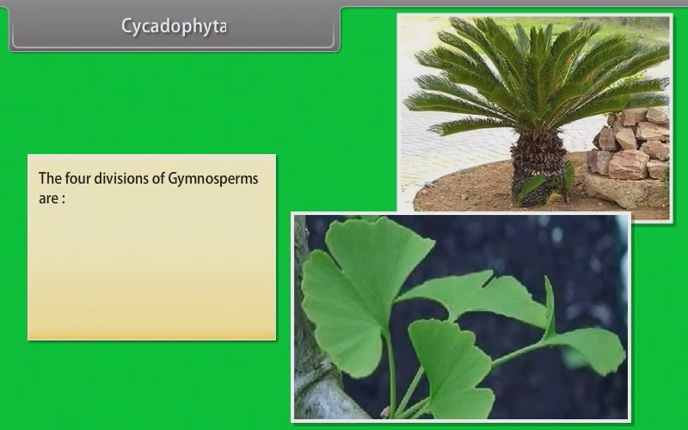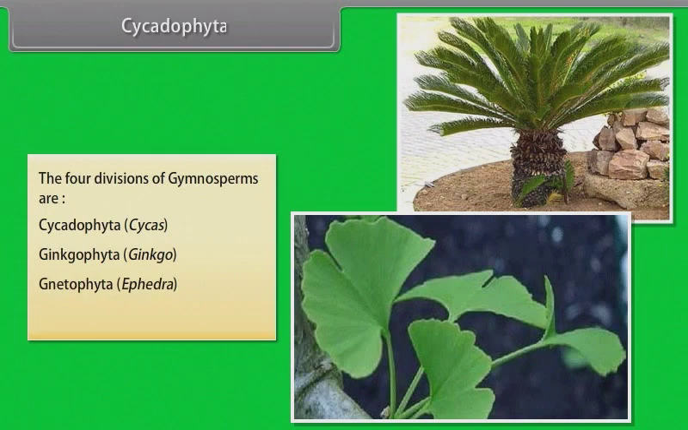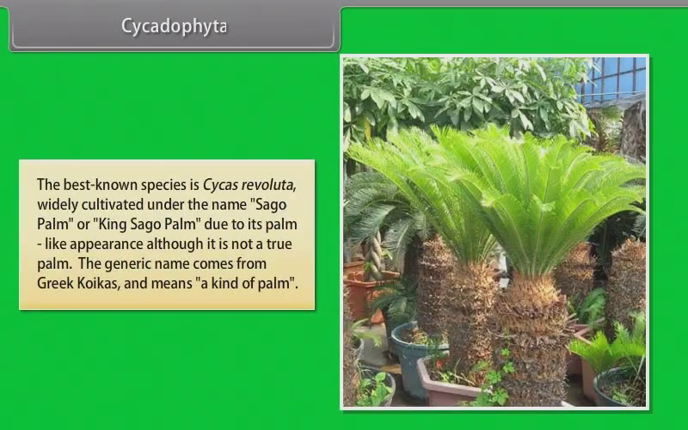Cycadophyta. The four divisions of gymnosperms are Cycadophyta, Cycas; Ginkgophyta, Ginkgo; Gnetophyta, Ephedra; Coniferophyta, Pinus. The best known species is Cycas revoluta, widely cultivated under the name sago palm or king sago palm due to its palm-like appearance, although it is not a true palm. The generic name comes from the Greek koikos and means a kind of palm.